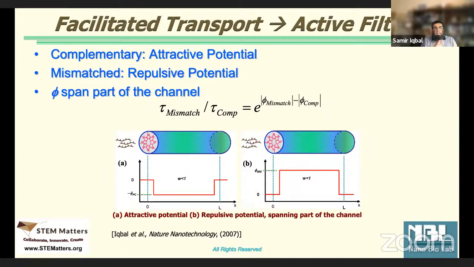So again, looking at the overall ion channel, we look at the potential across the channel, and we look at the contribution to the potential by the binding events. So again, a little bit more involved.